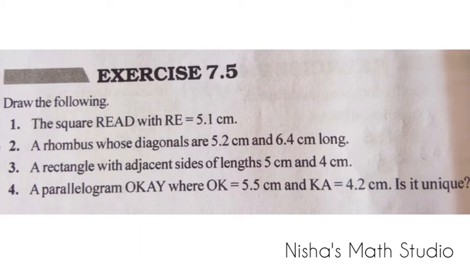Question number 2 is similar to the third question of exercise 7.2. Question number 3 is similar to the fourth question of exercise 7.3. In both these questions they have not given the name. You can give your own name for the quadrilateral.